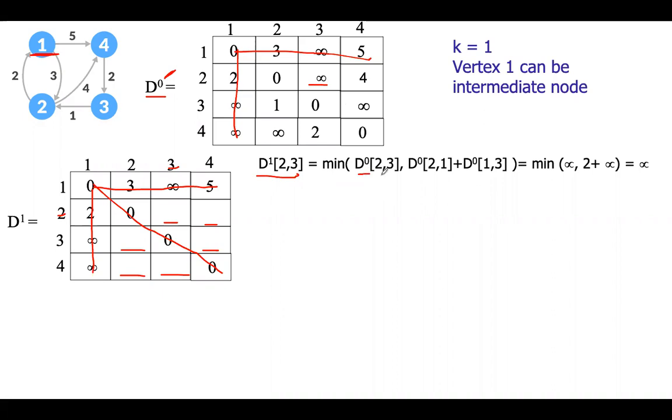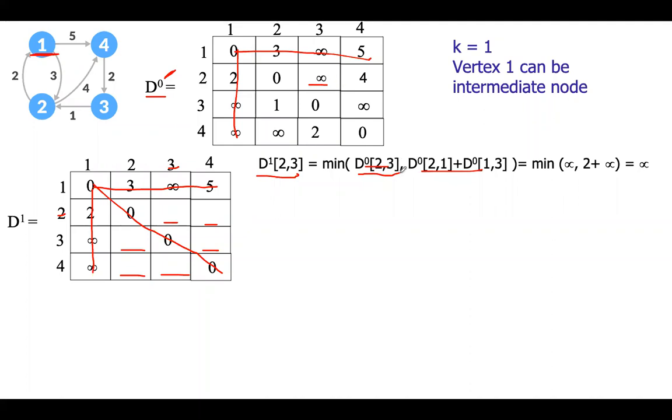In the old matrix, some distance might be there, which I will consider. Either it should be minimum of this or the new distance. See, there may be a direct edge between 2 and 3. If there is a direct edge, I will write that value here. Here there is no direct edge.